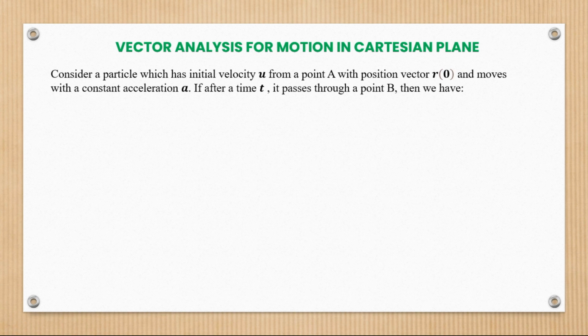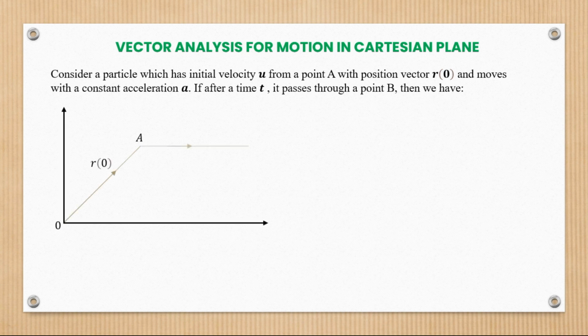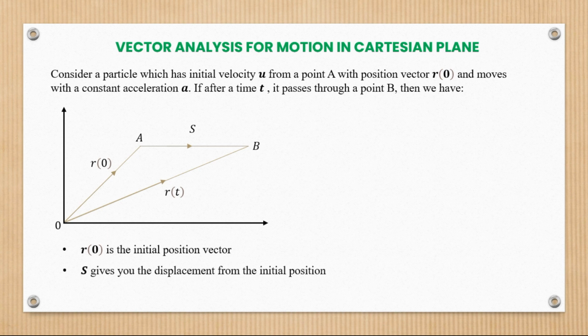We're going to consider a particle which has initial velocity u from a point A with position vector r0 and moves with a constant acceleration a. If after a time t it passes through a point B, then we have, representing it on a Cartesian plane, this diagram. From this diagram, r0 is the initial position vector, s gives you the displacement from the initial position, and r(t) represents the position vector at any time t.